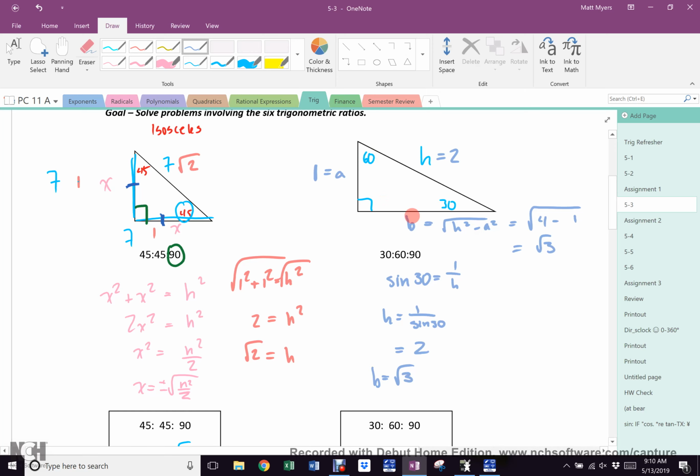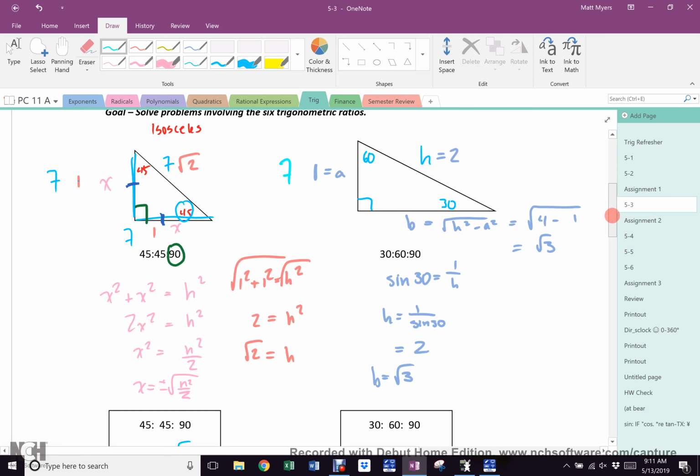How often? Always. If you have a 30, 60, 90 triangle with 1 and a hypotenuse of 2, what is this side automatically? Root 3. What if this was, again, 7? What would this be? It would be 14. And what would this be? 7 root 3. What if this was 22? What would this be? 44. And what would this be? 44 root 3. Does everybody understand?